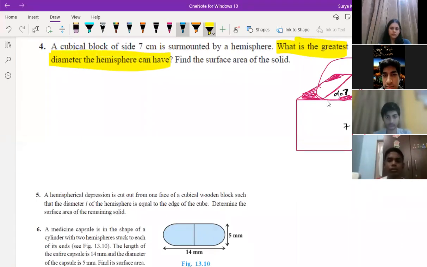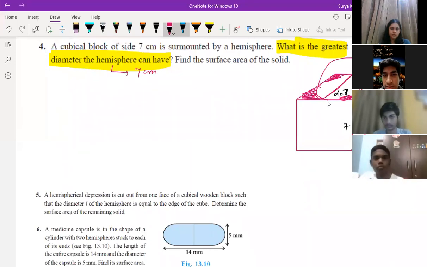7 centimeter, right? You understood why this is 7 centimeter? Next, find the surface area of the solid. This is a very important question. You have to think a lot in this.